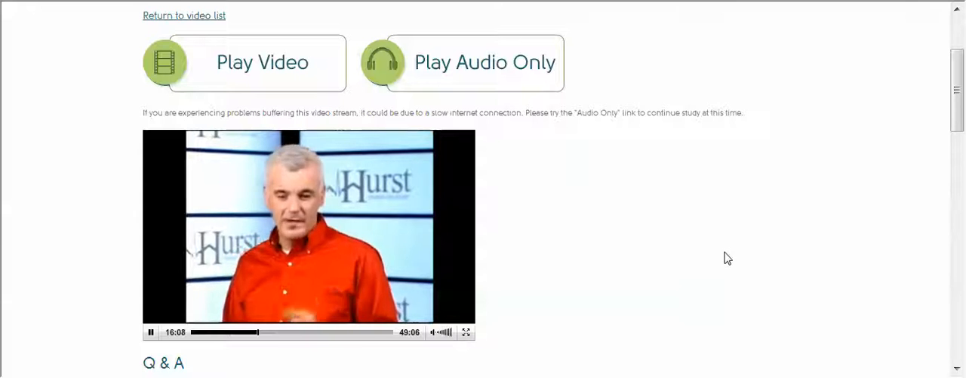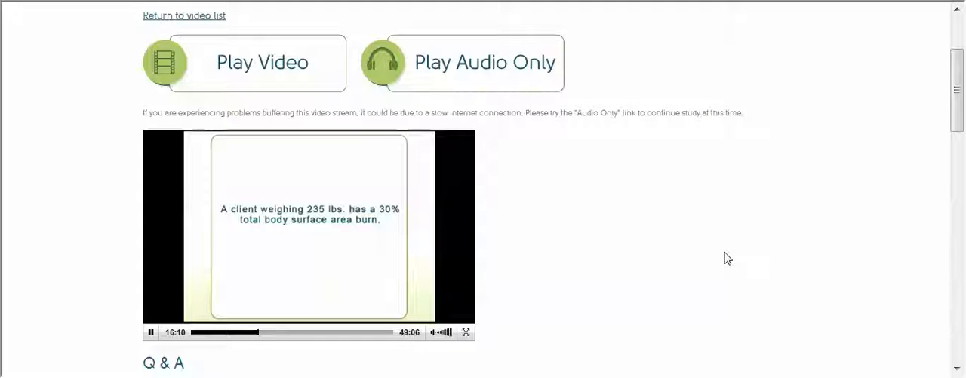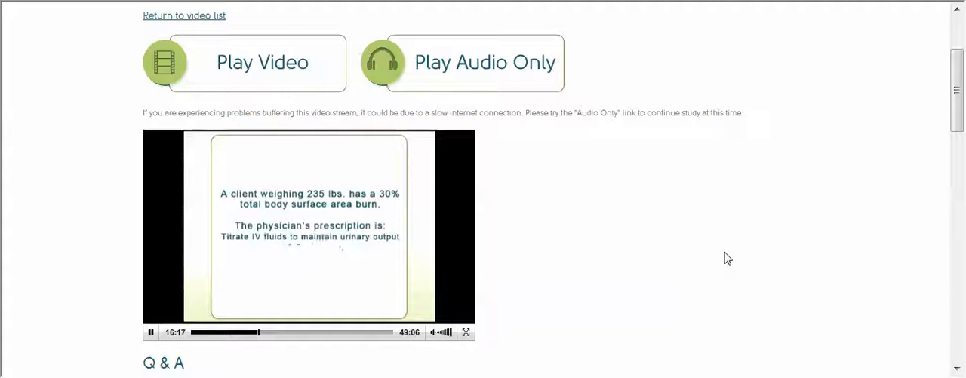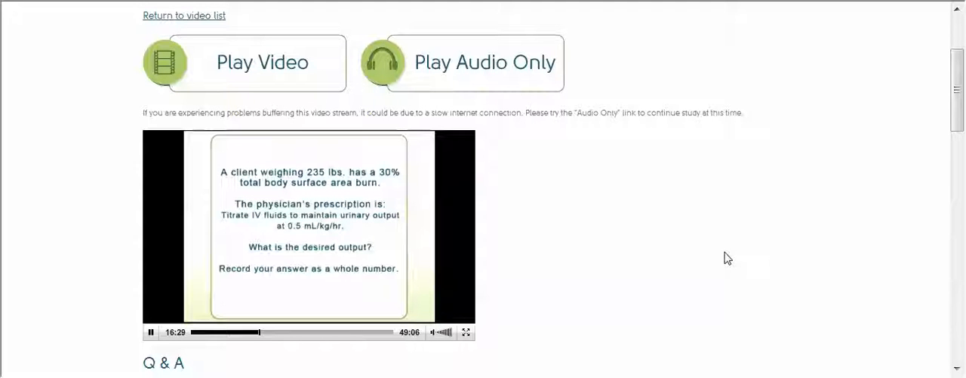So here's your question. Follow along with me in your book. A client weighing 235 pounds has a 30% total body surface area burn. The physician's prescription is titrate the IV fluids to maintain urinary output at 0.5 milliliters per kilogram per hour. What is the desired output? Record your answer as a whole number. So, you and your friend work the problem in your book together. All right, so your answer is 53 milliliters per hour.